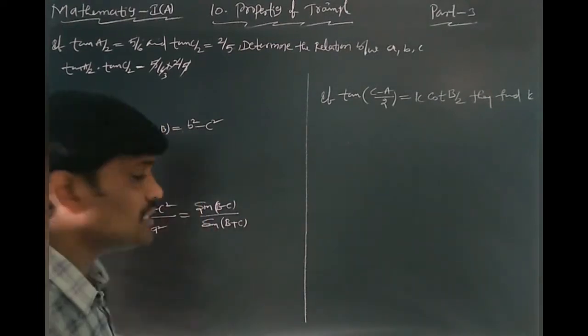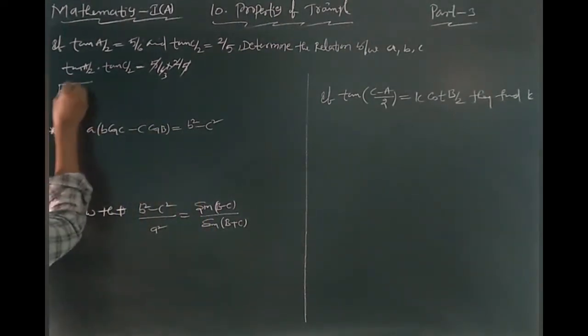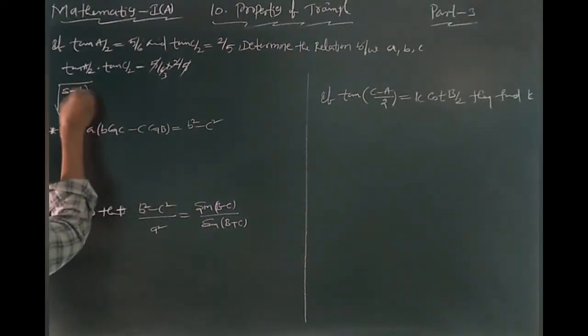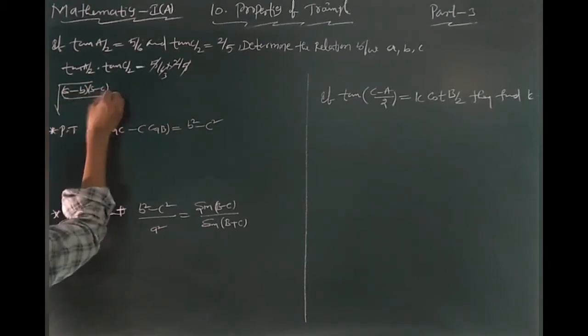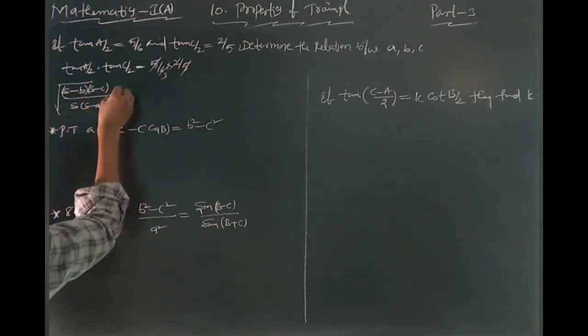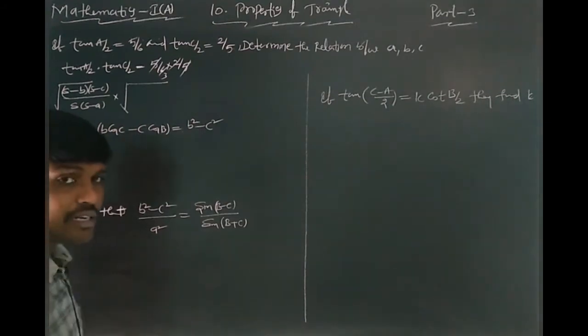The tan A by 2 formula is there. What is the formula? Square root of (s minus b)(s minus c) by s(s minus a), into the square root of the tan C by 2 formula, what?